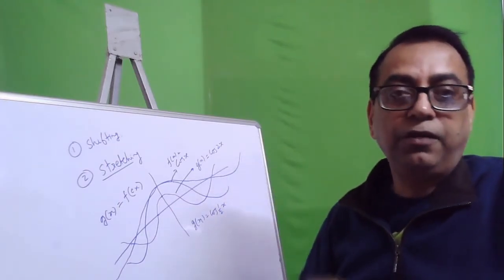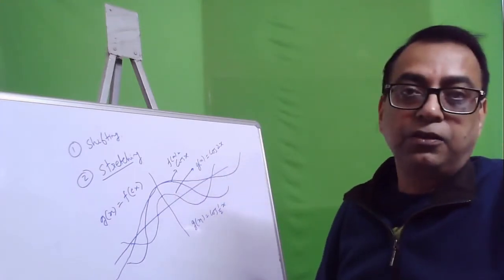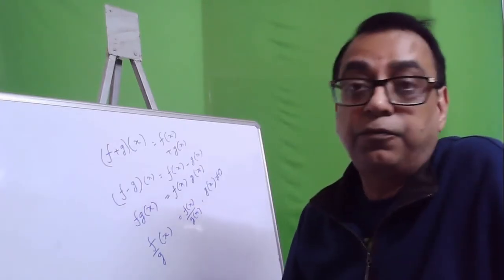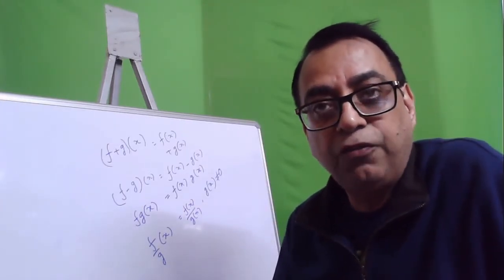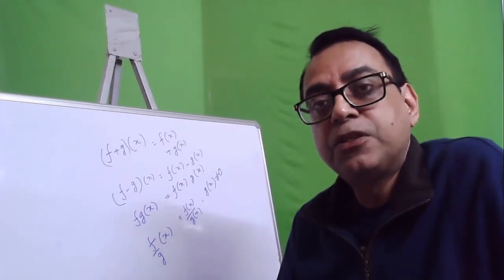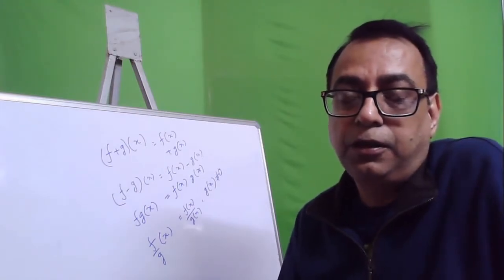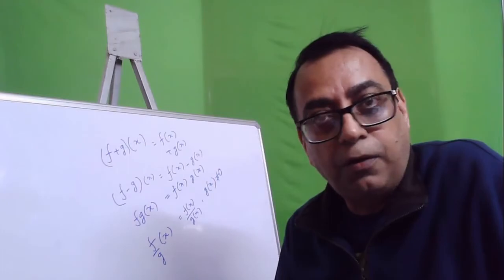So it will be very flat and the frequency will be half. So these are the stretching and compression. From old functions, we can also get new functions by adding, subtracting, multiplying, and division, just like our normal arithmetical operations we can do.